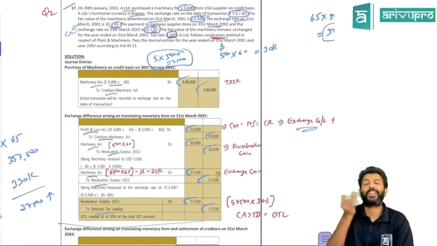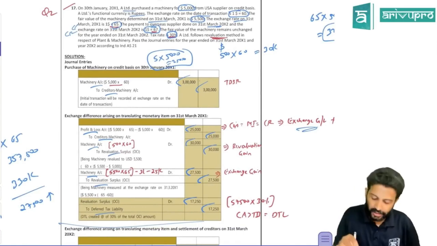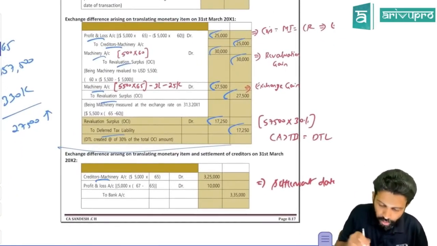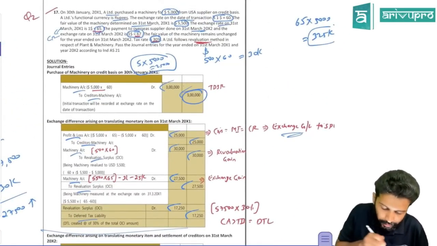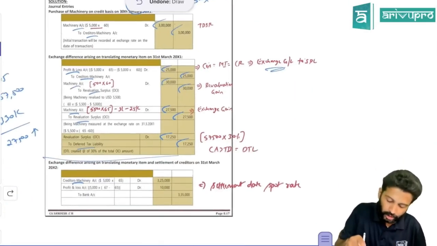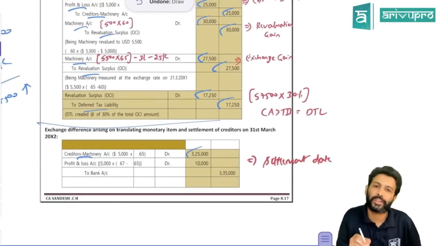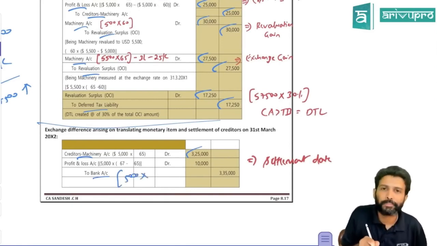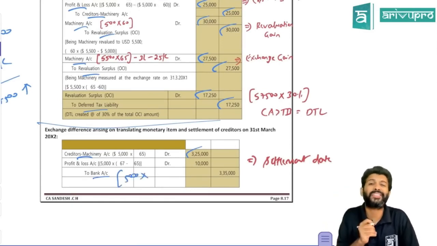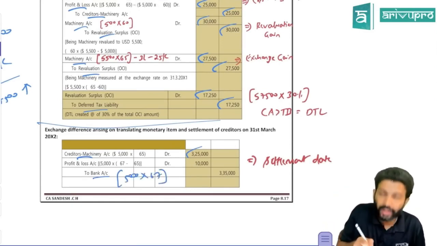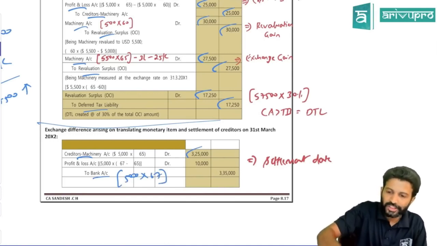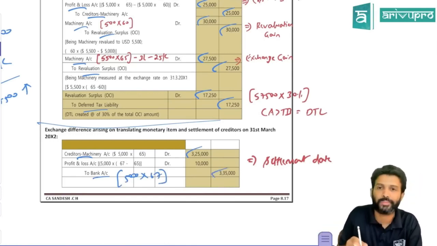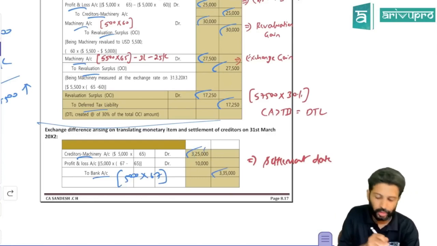Now what's the journal entry and what does Ind AS 21 say? All settlement should be done at the settlement date's spot rate. So creditor is shown in your books at what value now? Initially you credited 3 lakh, then you credited 25,000. So the creditor balance is 3,25,000. But how much will you pay? $5,000 you need to pay. Settlement date's spot rate was 67, so $1 was 67. That means you have to pay 3,35,000. You have to pay 335, but the creditor is shown only at 325.